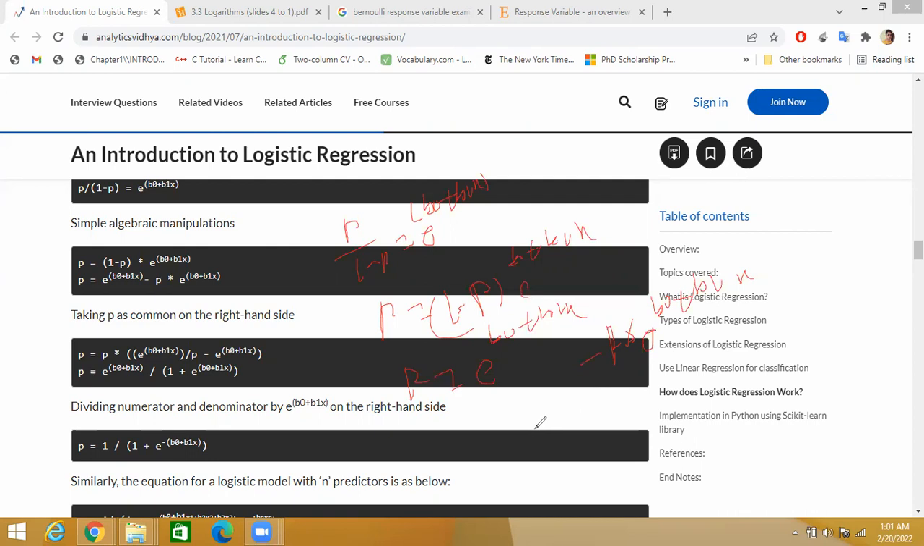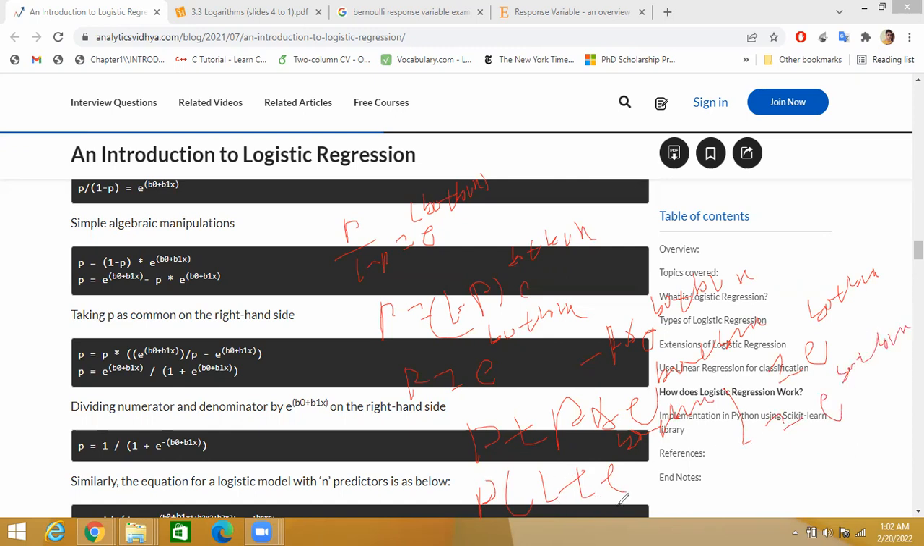Okay, then if we solve this, then we'll get... so if we like see here, if we do p plus p into e to the power beta naught plus b1 x, then e to the power beta naught plus b1 x. Okay, so if we take p common, then 1 plus e to the power beta naught plus b1 x is equal to this beta naught plus b1 x.